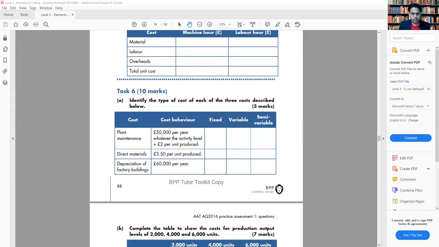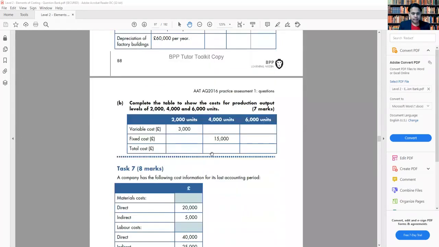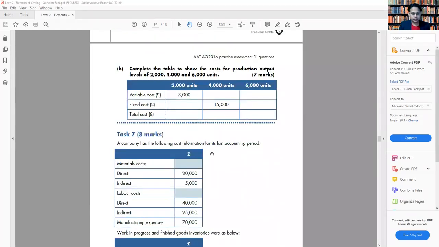All right, so let's move on to the next section, that is B. In section B, it says complete the section for the cost. Okay, so let's do that.